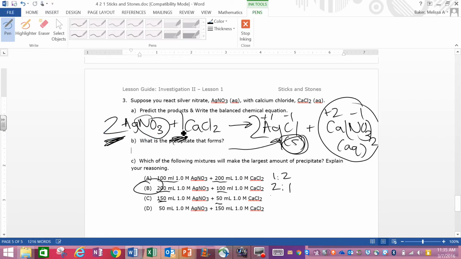But let's just look at the other ratios. There's a 3 to 1, and here is a 1 to 3. So this set of reactants would give you the most bang for your buck. All right.